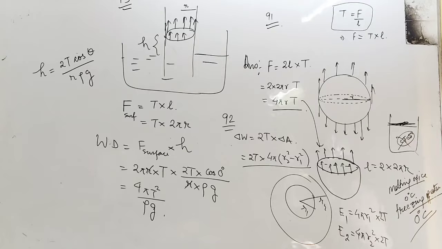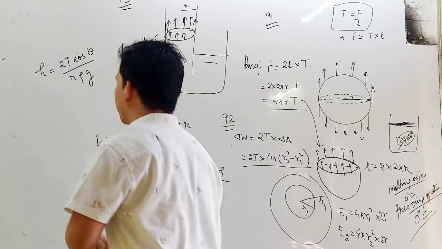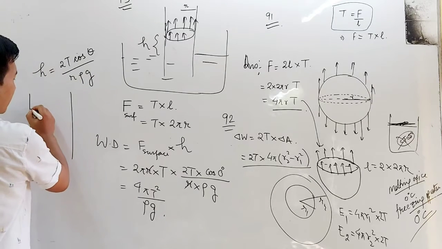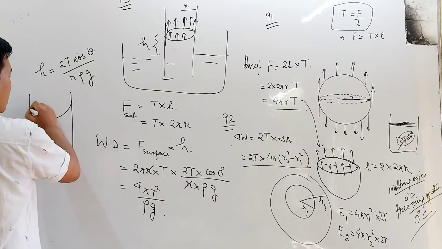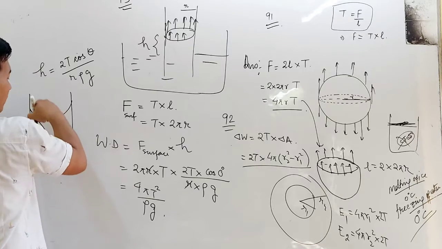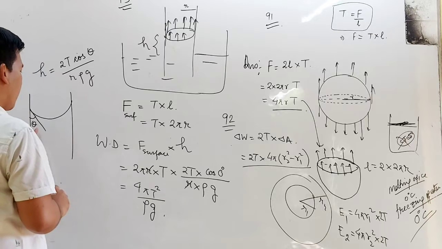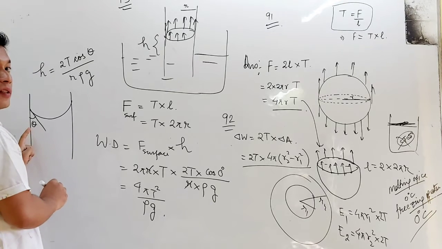What about the angle of contact? Angle of contact is 0. This is a simple one. Angle of contact is the angle made by the meniscus with the wall of the capillary tube, the same angle, this is theta. In order to have this theta equal to 0, what must be the condition?